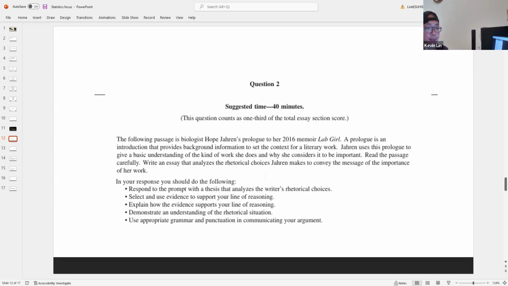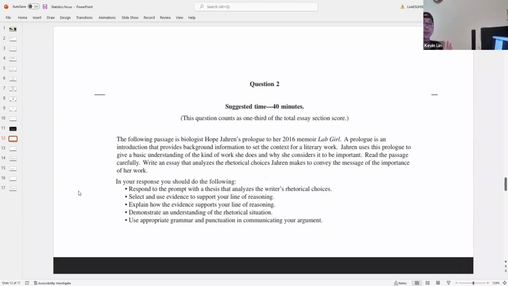Because if you look at the descriptions of the rhetorical analysis criteria, you respond to the prompt with a thesis, so you got a thesis, right? Writer's rhetorical choices, not terms, the choices being made here. You select and use evidence to support a line of reasoning, evidence explained for us, the line of reasoning, demonstrate your understanding of a rhetorical situation. It doesn't ask you for terms necessarily. So if you don't have terms, that's fine. And ultimately, you can do logos, ethos, pathos. Logos, ethos, and pathos will always work for the AP exam there.